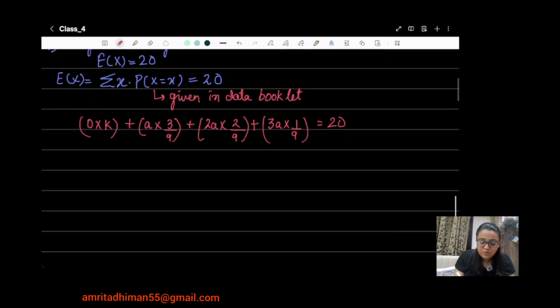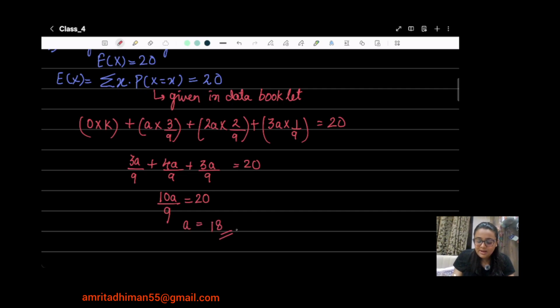Now we need to solve this. So it is 3a by 9 plus 4a by 9 plus 3a by 9, equal to 20. When you add it, you will get 10a by 9 is equal to 20. So a will be 18.